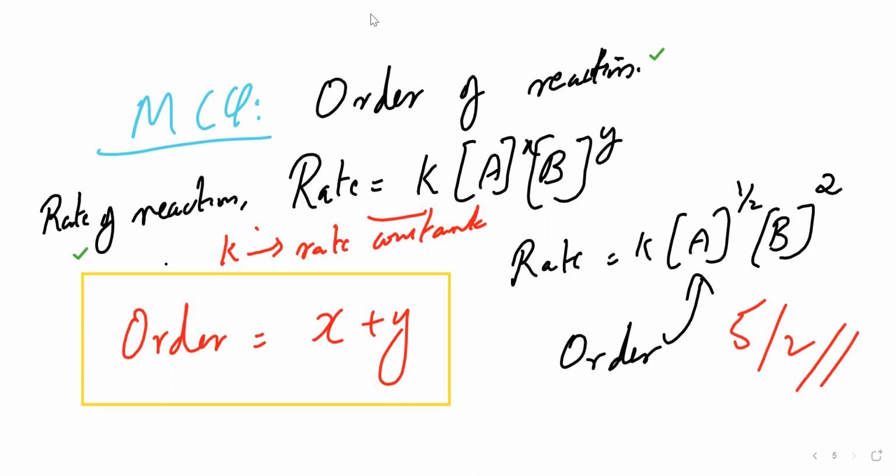So what it means is that the order of a reaction can also be a fraction. So suppose you are getting the answer as a fraction, don't get confused. Okay.